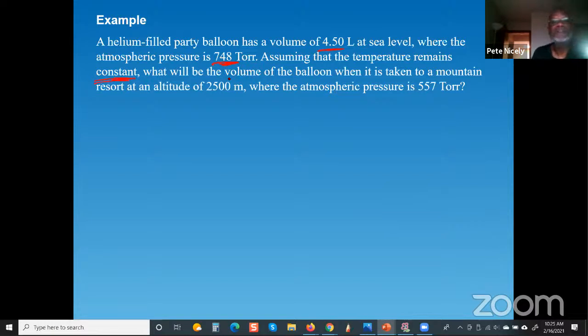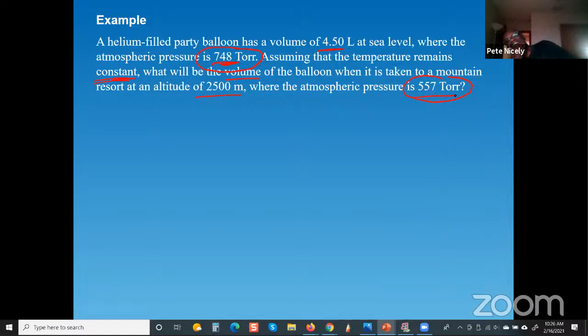So the question is asking, what will be the volume of the balloon when it is taken to a mountain resort at an altitude of 2,500 meters, where the atmospheric pressure is lower, 555.7 torr, all right? Now before we do this question, I have a very interesting question to ask you. Why do you think, and I just want to hear what you think the reason is, that in elevated areas the atmospheric pressure is lower compared to sea level? As stated here, at sea level the atmospheric pressure is 748 torr, but in elevated regions like mountains and so on, the atmospheric pressure is 557 torr.